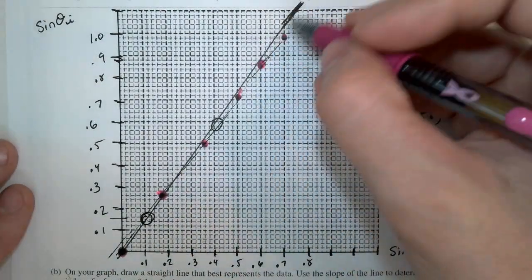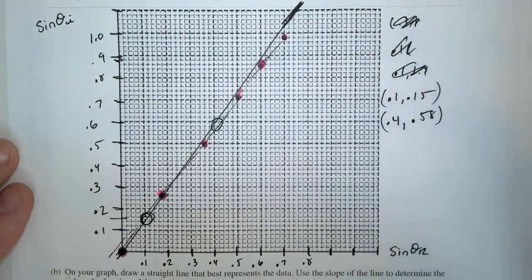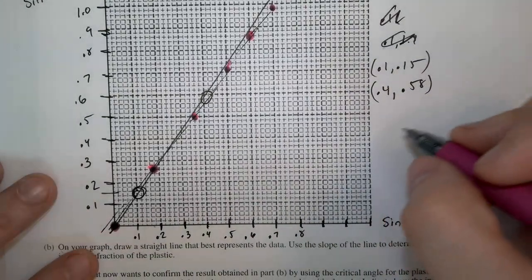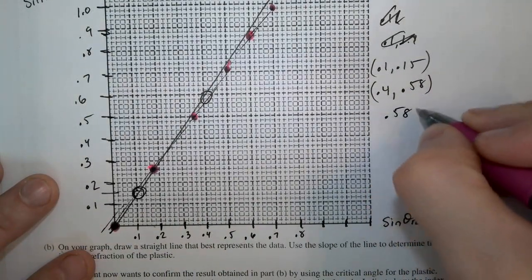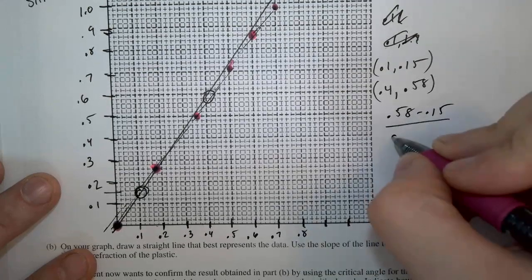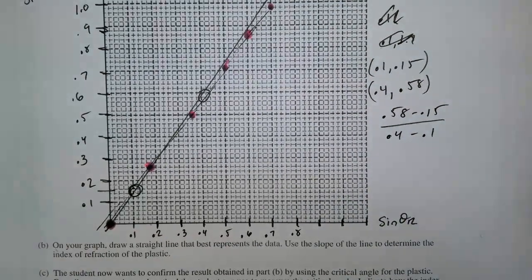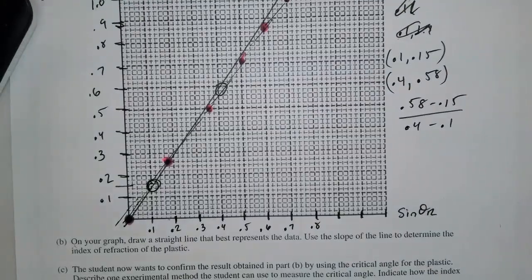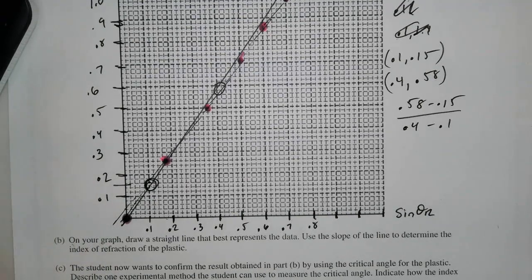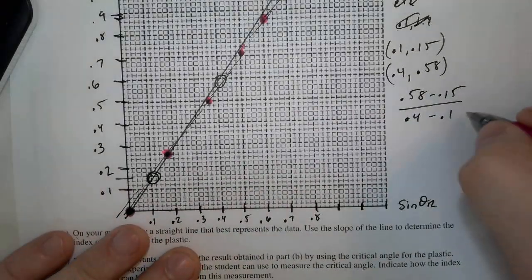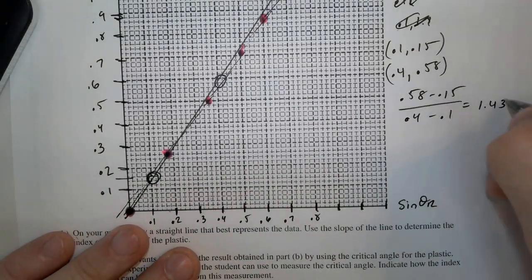I didn't want to find one that went through perfectly. I probably could have found one. Well, let's do the slope formula. We got 0.58 minus 0.15 over 0.4 minus 0.1. Do the math. 0.58 minus 0.15 divided by 0.3, and you get a slope of 1.43 repeat.